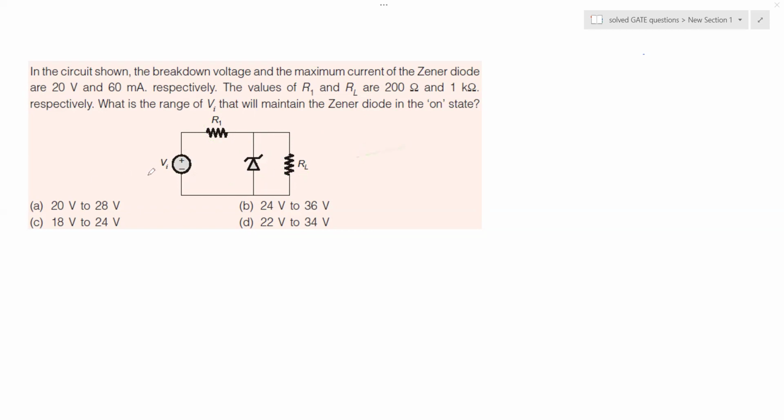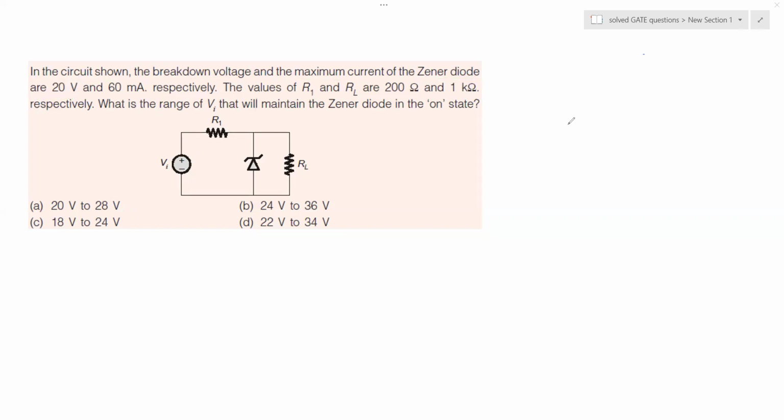Okay. So we know, as we have studied from our previous module, the Zener diode has a variety of applications, and it is primarily used in voltage regulation applications. And this question is based on that only. So before we try to solve the problem, we want to understand what the problem statement is. You can see that it says, in the circuit shown, that means this is the circuit we are referring to, the breakdown voltage and the maximum current of the Zener diode are 20 volt and 60 milliampere respectively.